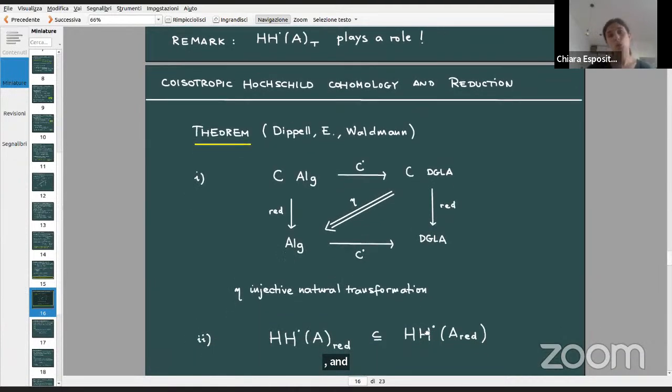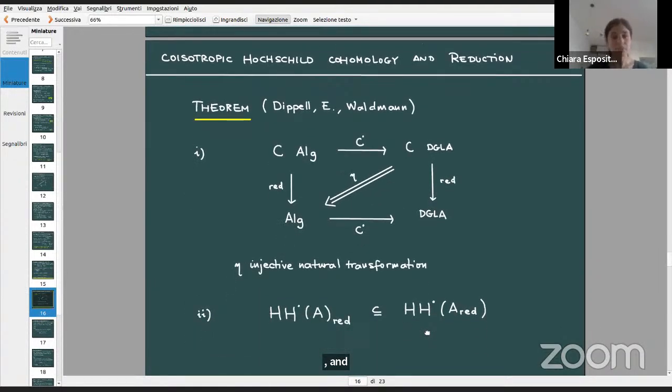And now we can wonder again what happens. If, let's say, this notion of coisotropic Hochschild cohomology and reduction behave well with each other. So we could prove first that we can look at the Hochschild cochains again as a functor. You take your algebra and you get your Hochschild DGLA. And the very same at the coisotropic level: you take your coisotropic algebra and you get your coisotropic Hochschild DGLA.